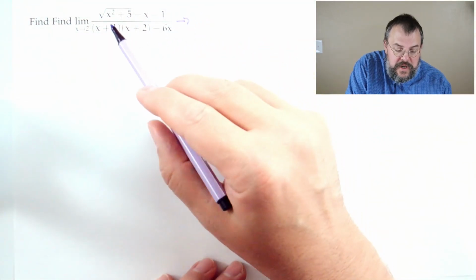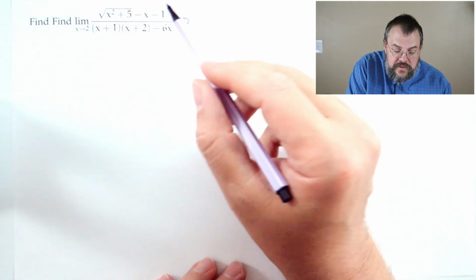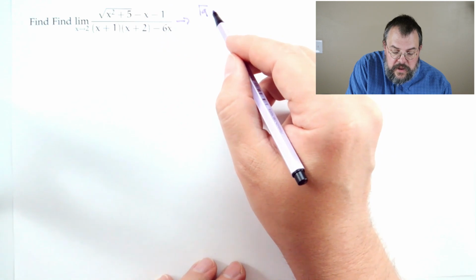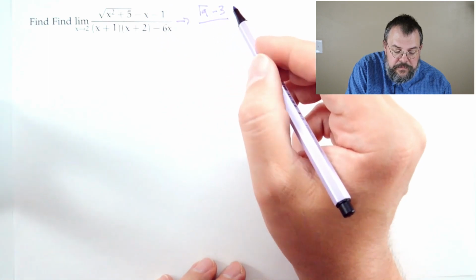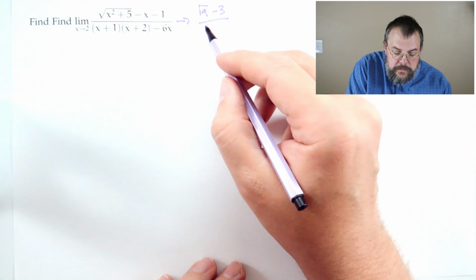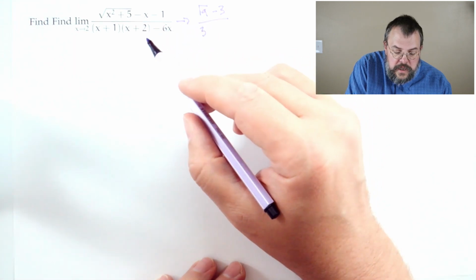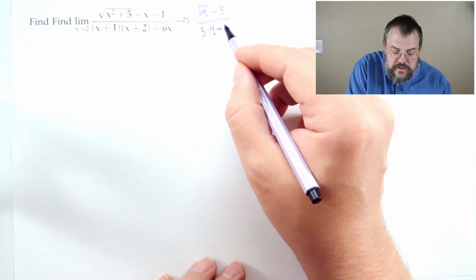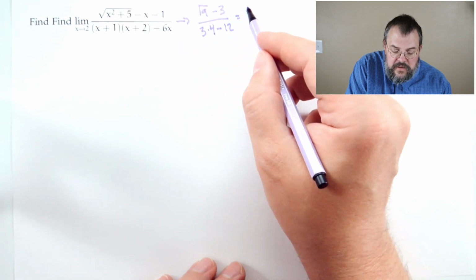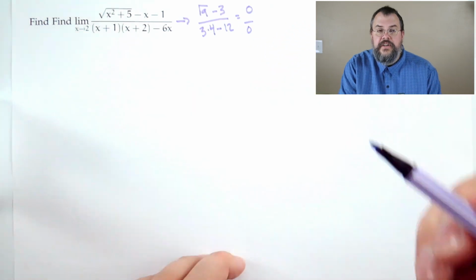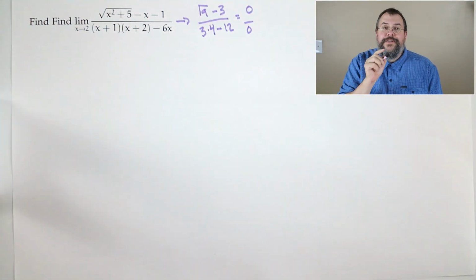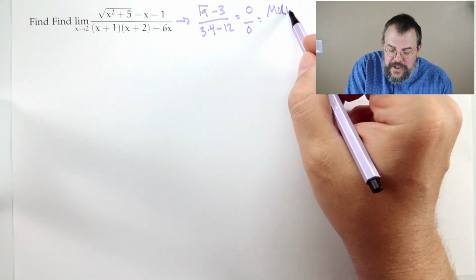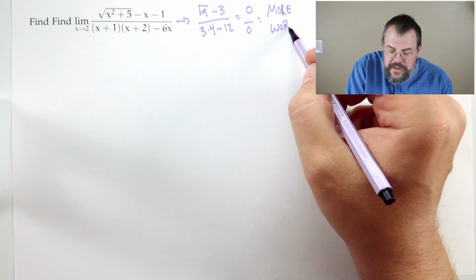So this is going to upstairs. 2 squared is 4 plus 5, so that's square root of 9. And then minus 2 minus 1, I'll put that as minus 3. Then downstairs you have 2 plus 1, which is 3. 2 plus 2, which is 4, so 3 times 4. And 6 times 2 is 12. And if we simplify, we're going to get 0 upstairs, 0 downstairs, 0 over 0, which of course means more work. More work. Exactly.